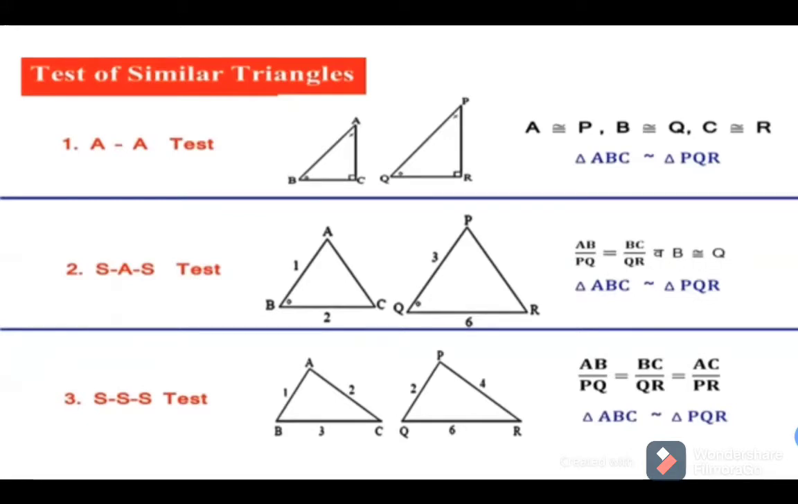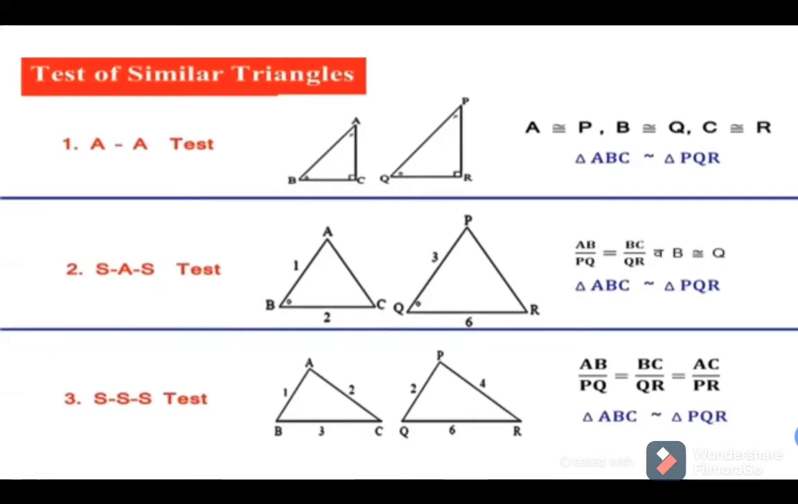Second test is SAS test. If two sides and the angle which is included in those two sides of one triangle are congruent to the corresponding sides with the included angle of the other triangle, then those two triangles are similar to each other by SAS test. And third one is SSS test, that is side test.